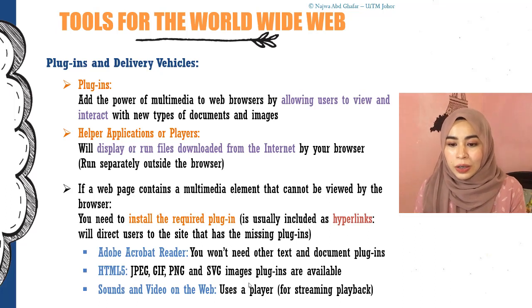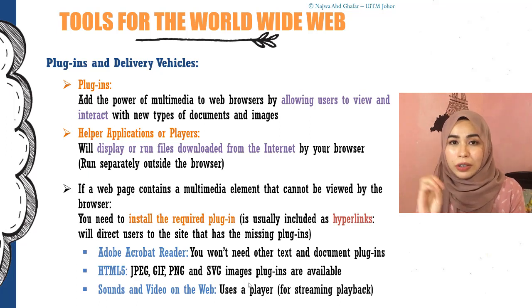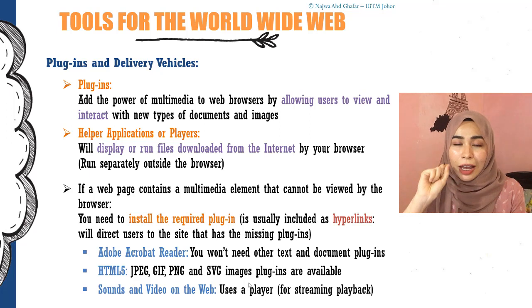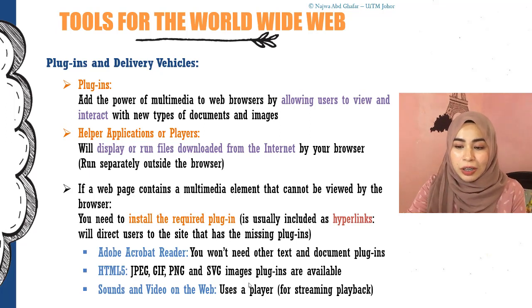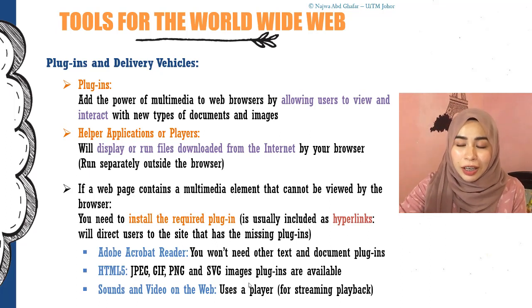If a page contains a multimedia element that cannot be viewed by the browser, you need to install the required plugin. It's usually included as hyperlinks. It will direct users to the site that has the missing plugin. So for example, let's say your computer cannot play that Flash animation, then sometimes the browser will provide a hyperlink: click here to download the Flash plugin. This can happen within the browser as well, so it allows the user to download that missing plugin.